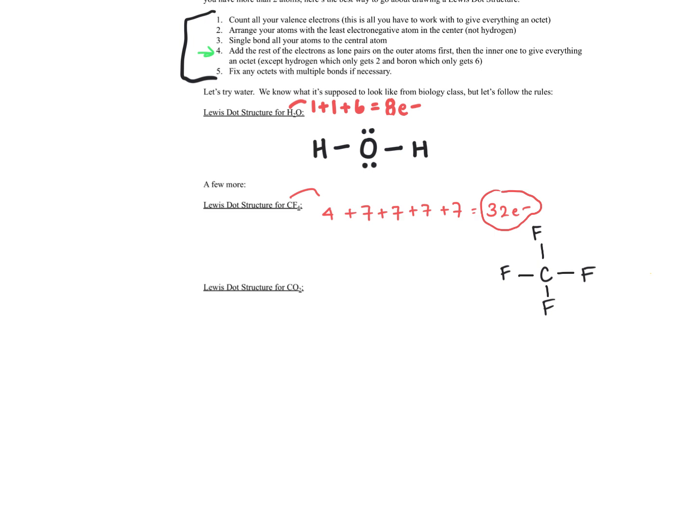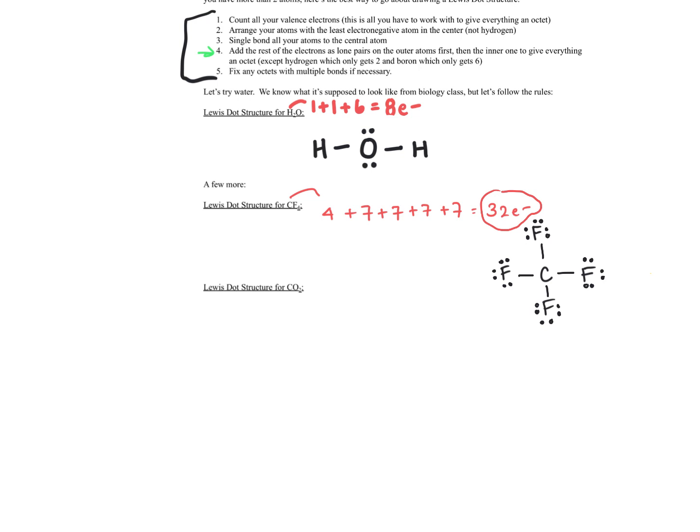I'm going to add them evenly. 1, 2, 3, 4, 5, 6, 7, 8, 9, 10, 11, 12, 13, 14, 15, 16, 17, 18, 19, 20, 21, 22, 23, 24. So I've added 24 electrons, and we had 8 in the bonds. So now all 32 electrons are drawn on here.